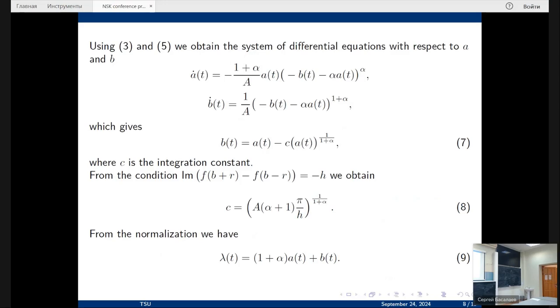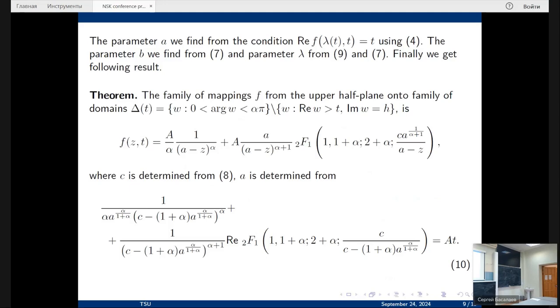And we can find A from the condition real f lambda equals T. From this condition, after simplification and substitution of B and lambda, we can find equation number 10 to give us the parameter A. And the function after substituting B and lambda looks like this; this is the family of mapping after substitution. And this equation gives us A from such condition.